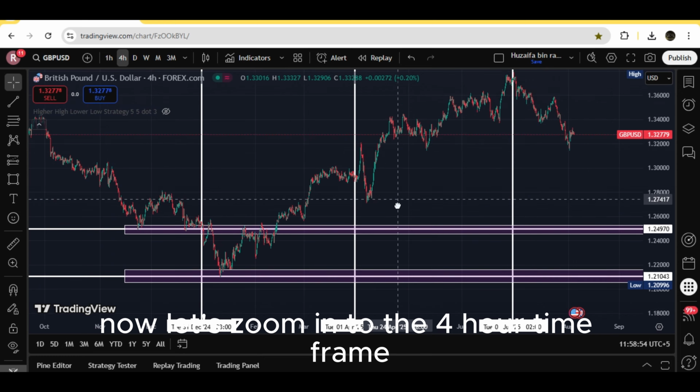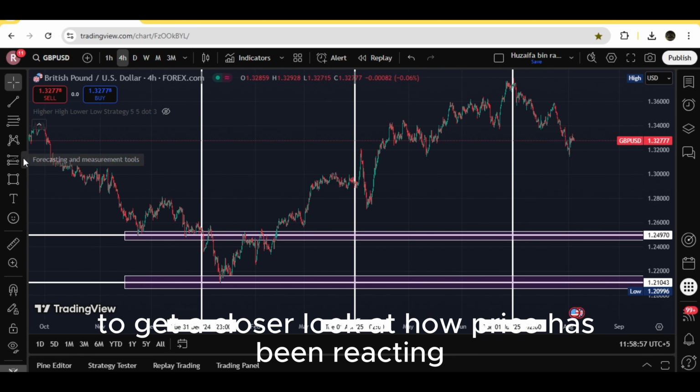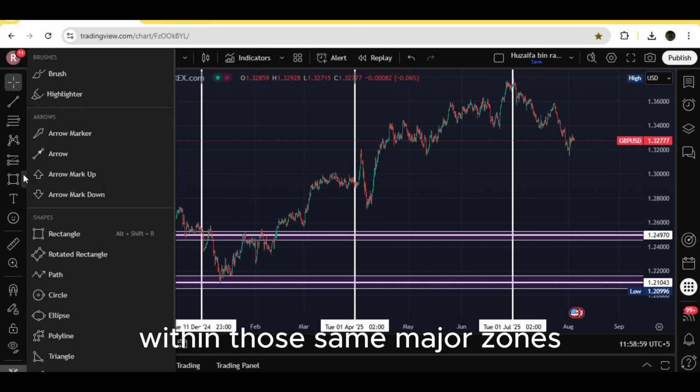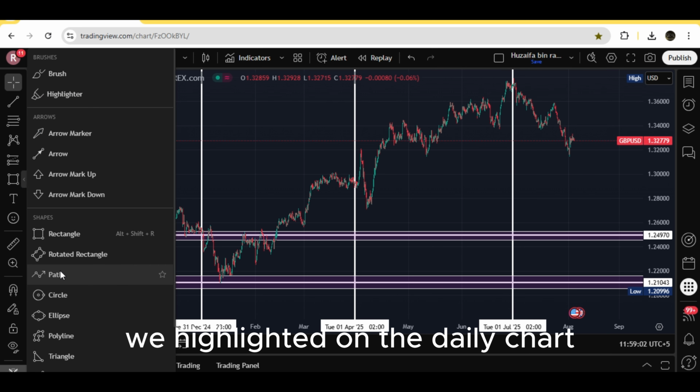Now, let's zoom in to the 4-hour time frame to get a closer look at how price has been reacting within those same major zones we highlighted on the daily chart.